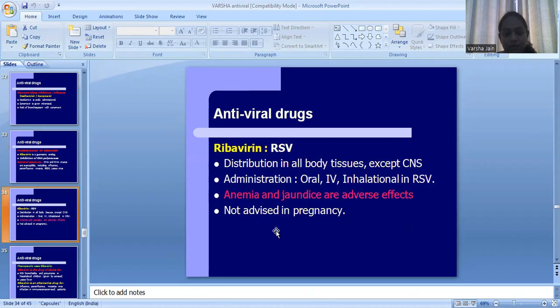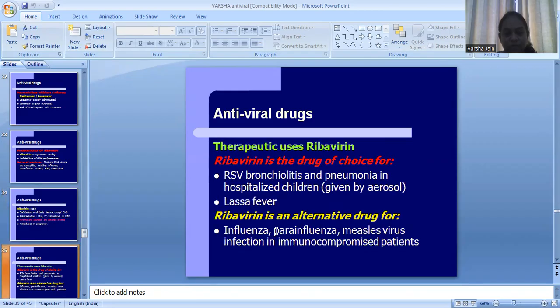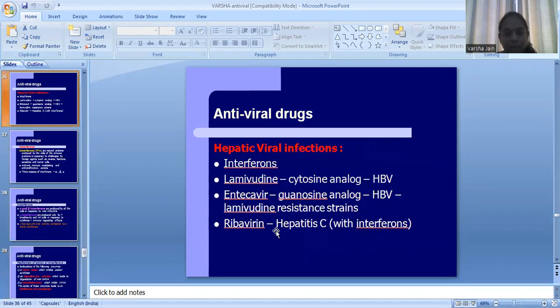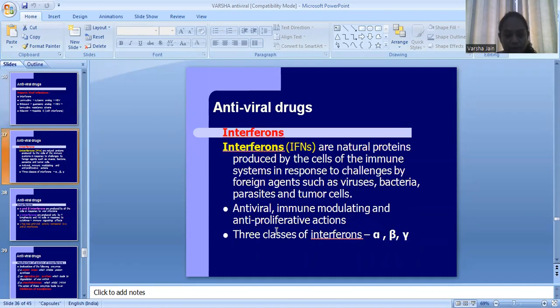Anemia and jaundice are the minor adverse effects, and this drug is not advised for pregnant women. Therapeutic uses for ribavirin are bronchiolitis and pneumonia in hospitalized children, which will be given by aerosol route, then Lassa fever. Ribavirin is an alternative drug for influenza, parainfluenza, measles virus infection, and immunocompromised patients. Hepatic viral infections are treated with interferons, lamivudine, then entecavir, and also ribavirin.